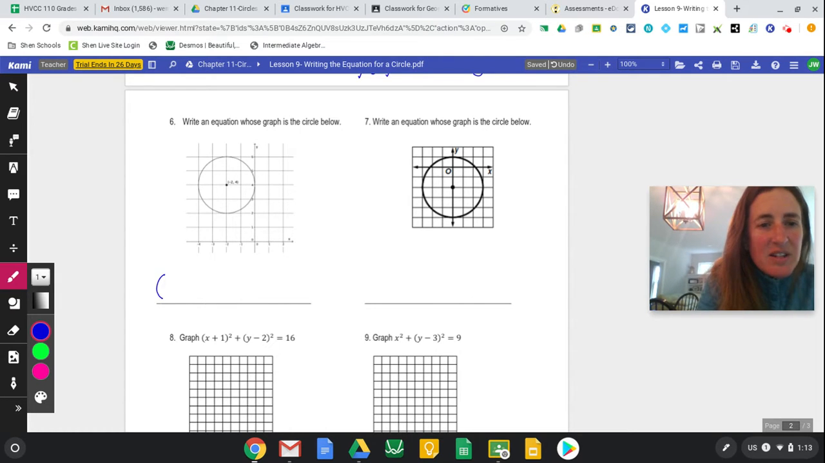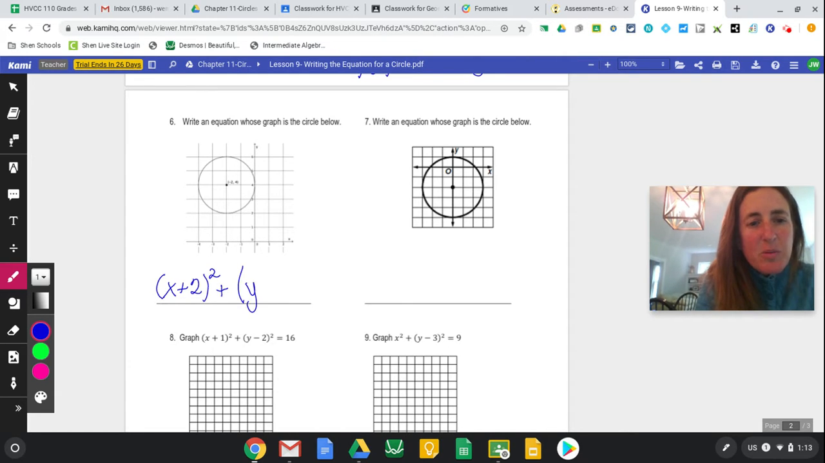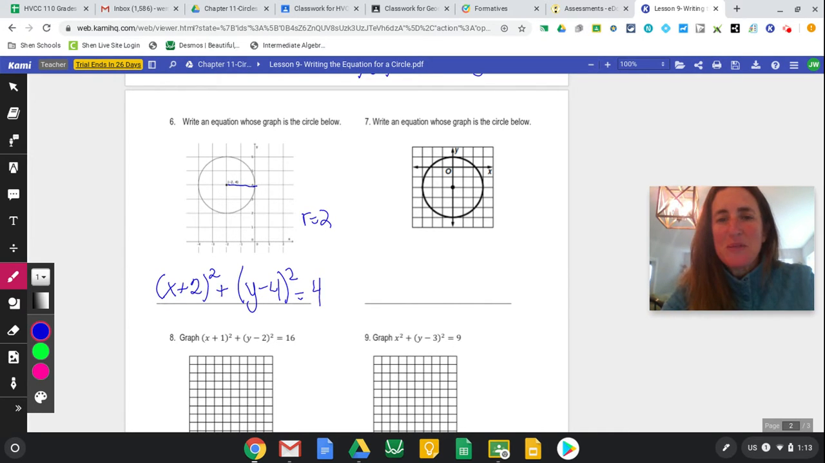Okay, so if it's negative 2, that's going to be x plus 2 squared. And if it's a positive 4, it's going to be y minus 4 squared. And since I'm a genius honor student, I can see that the radius is 2, and 2 squared is 4 for the end of my equation.